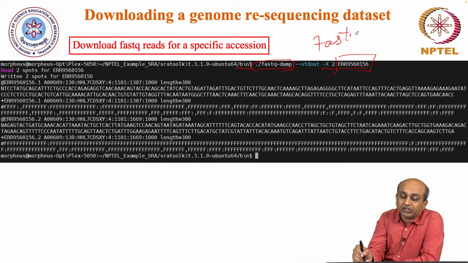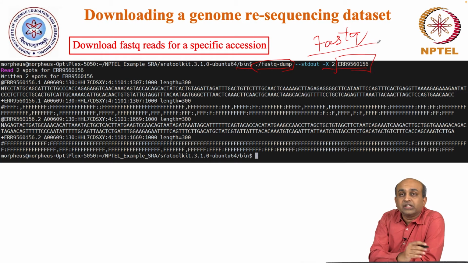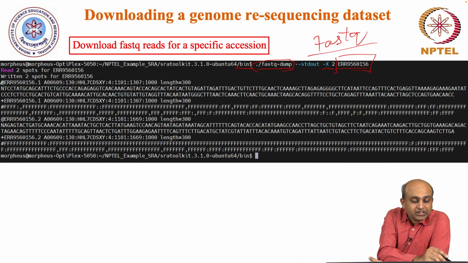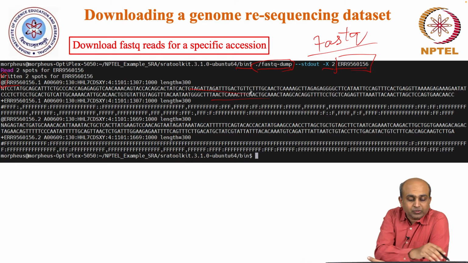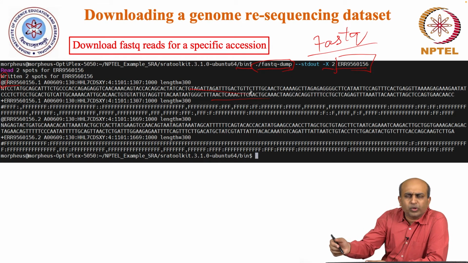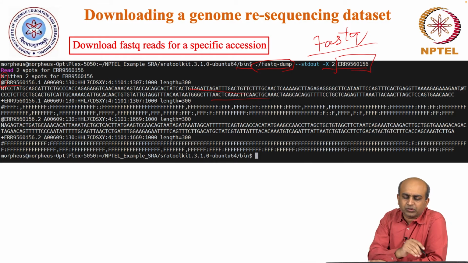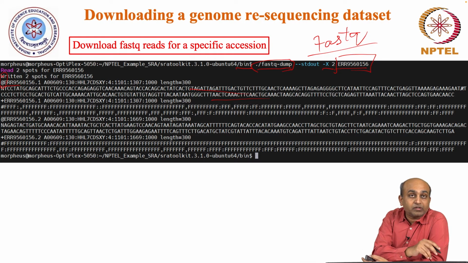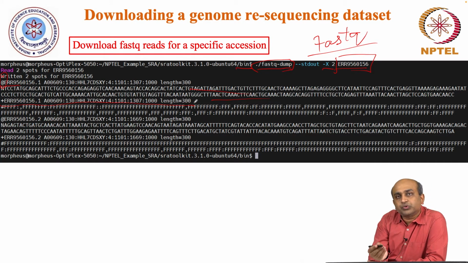If you remember your fastq format from one of the earlier lectures, it has 4 lines. The first line is the header line. The header line starts with this @ symbol, and then in the second line you have the sequence. The second line is spread over 2 lines because the length is quite long. It's 300 bases per read. Then there is a third line which again gives you the header information, and then a fourth line which gives you the quality score.